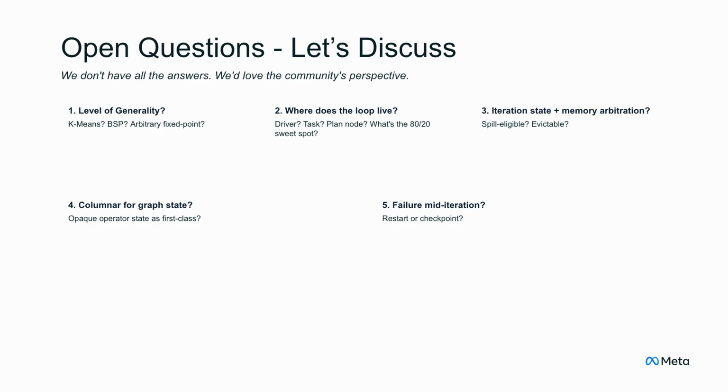Is the columnar model the right fit for the graph state, or should Velox support opaque operator state as a first-class citizen? And how do we handle failure in the middle of an iteration? How do we reuse the checkpointing Velox provides today? I think all those are open questions we have. Right now we have a working prototype. We tested it at scale, but the design space is wide open. So we would love to hear more perspectives from the community. Yeah, thank you all.